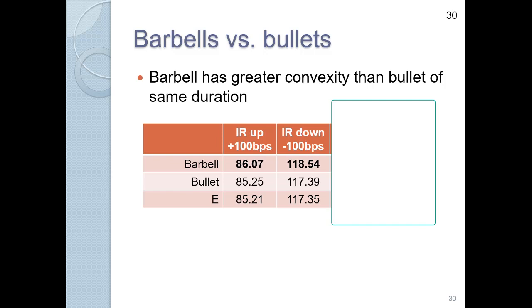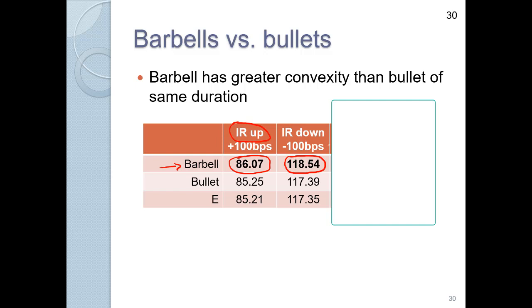What does this mean? Well, the barbell has greater convexity than the bullet, but they have the same duration. So when interest rates go up, let's imagine interest rates go up by 100 basis points, these are going to be the new values for our three portfolios. And you see that the barbell is going to have the highest value. If interest rates go down, same thing: the barbell is going to have the greatest value. So you would think there's some kind of arbitrage opportunity, because if you buy the barbell, you're going to make money no matter if interest rates go up or down.